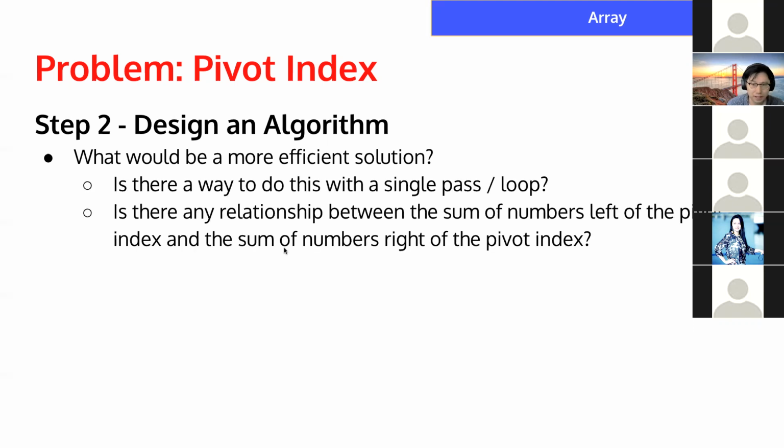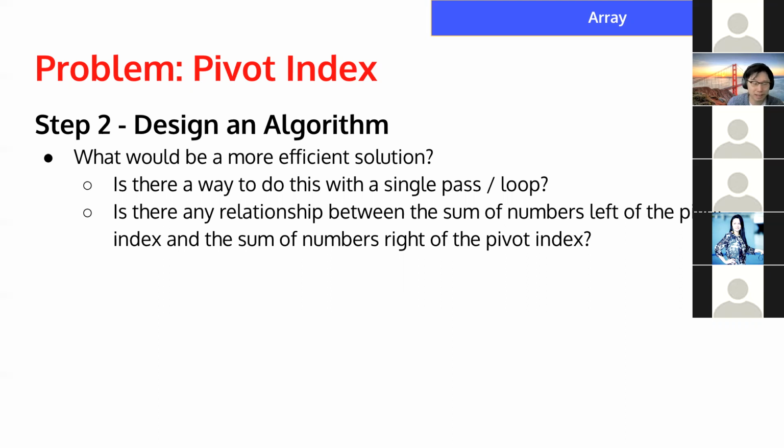So Wilmer actually has a really right intuition here, and I'll go into explaining why that's correct right away. But some things you should start thinking about once you're looking for an efficient solution here: you should ask, hey, is there any way to do this with a single pass or loop? That's what many of you guys have done here.